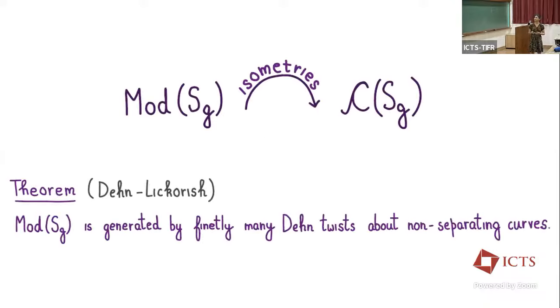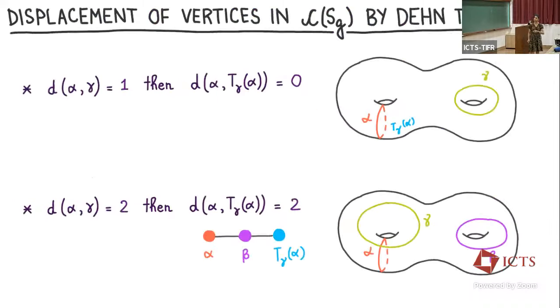The way we went about it is that we realized that the mapping class group acts via isometries on the curve graph. And we have the theorem by Dehn and Lickorish, which states that the mapping class group is generated by finitely many Dehn twists about non-separating curves. So the question we asked ourselves was, how much does a single Dehn twist displace one vertex of the curve graph from itself? Again, let's start with the simplest case. The first case we tackled was if alpha and gamma are at distance 1 from each other, then how much is the displacement?